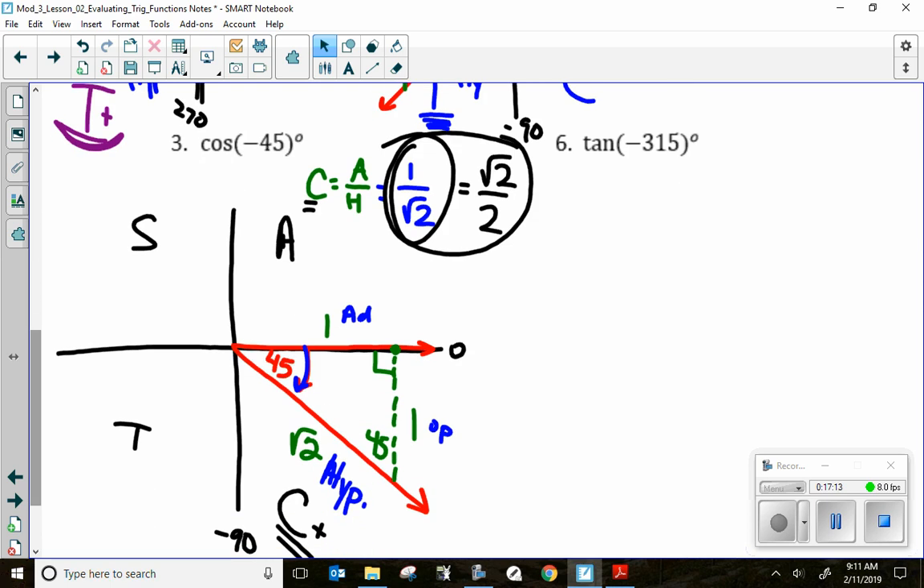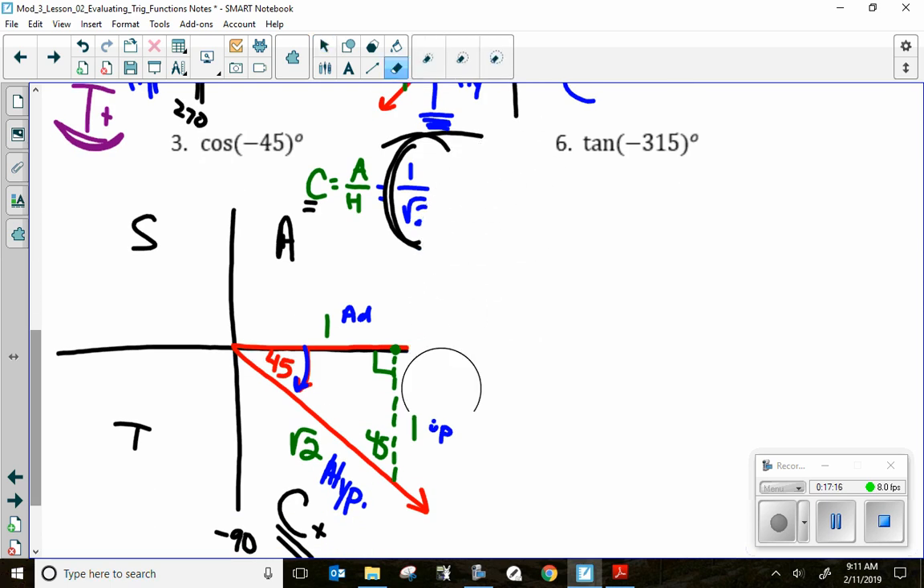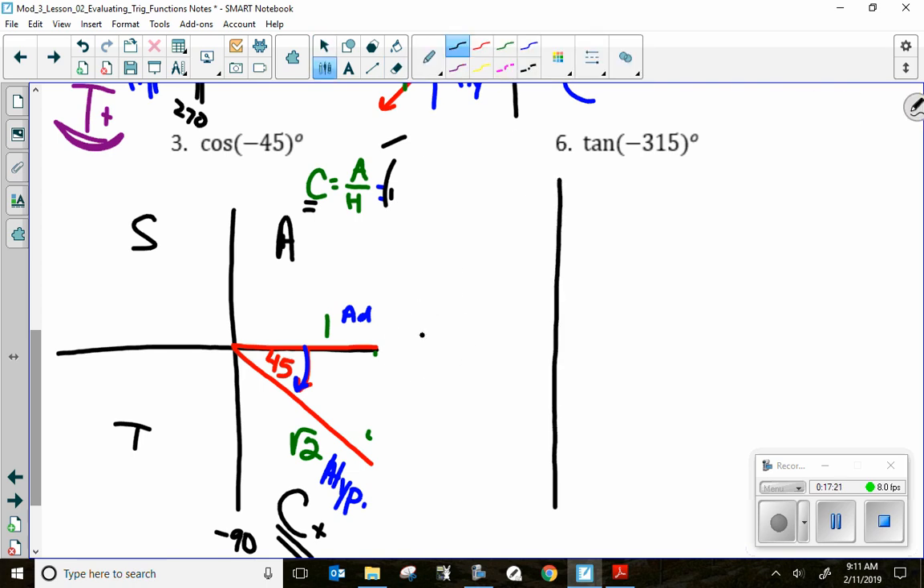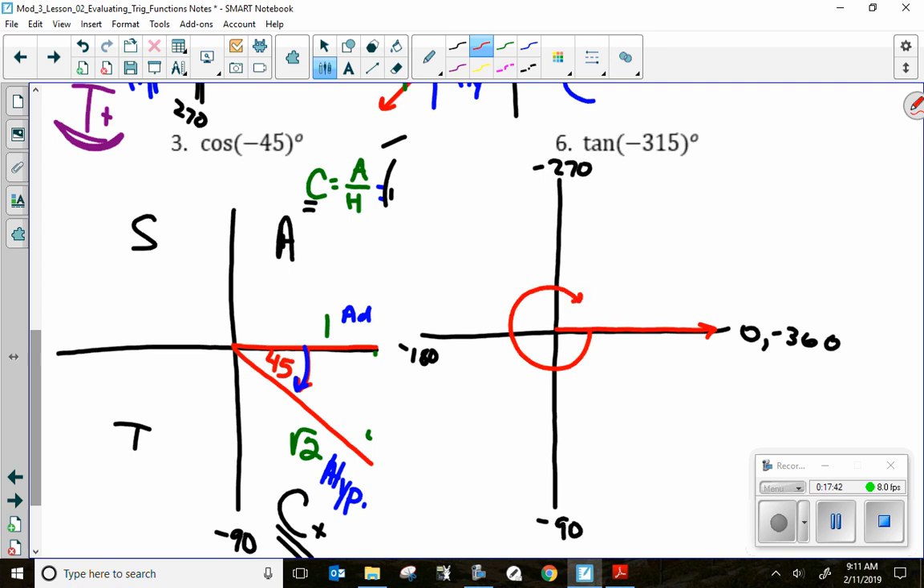All right? Tangent of 315 degrees. Let me clear some room here. Tangent of 315 degrees. Oh, that's negative 315. Mercy. So 0, negative 90, negative 180, negative 270, and back to negative 360. Okay? Negative 315 degrees, if I start here, would go all the way around to quadrant 1. That is negative 315 degrees, which means my reference angle is 45.